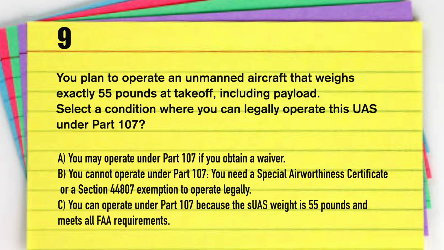B, you cannot operate under Part 107. You need a special airworthiness certificate or a Section 44807 exemption to operate legally. Or C, you can operate under Part 107 because the SUAS weight is 55 pounds and meets all FAA requirements.